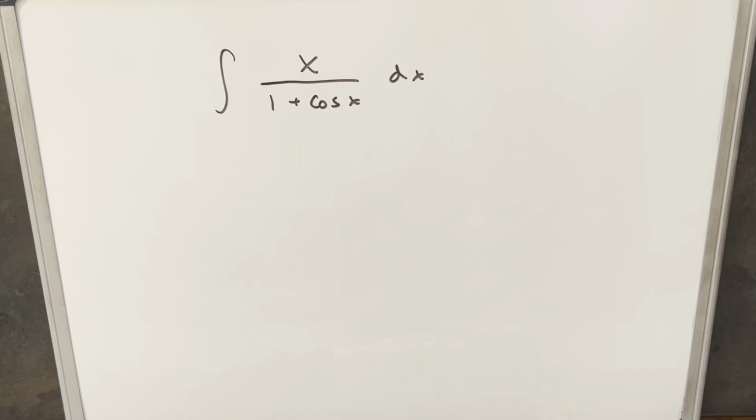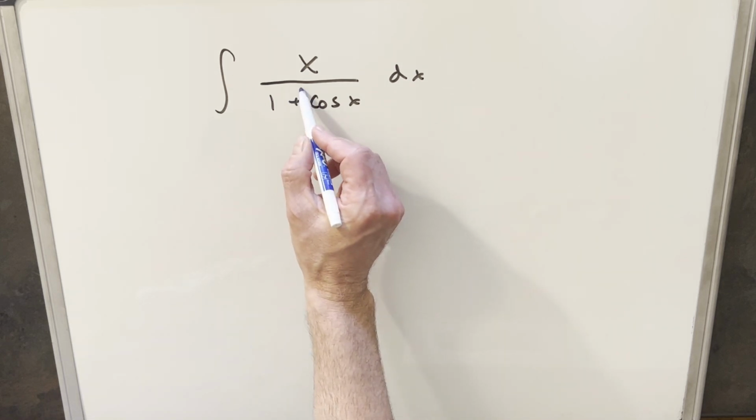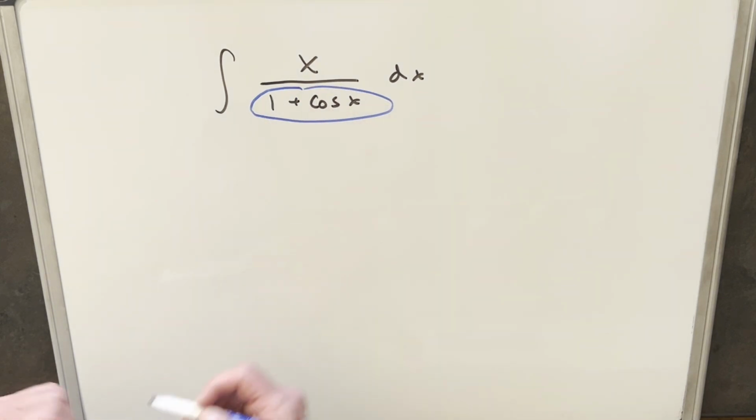Okay, we have another integral on the board. We've got the integral of x over 1 plus cosine x dx. To get started with this, just noticing this denominator was making me think what we could do is use a Weierstrass substitution or a half angle substitution.